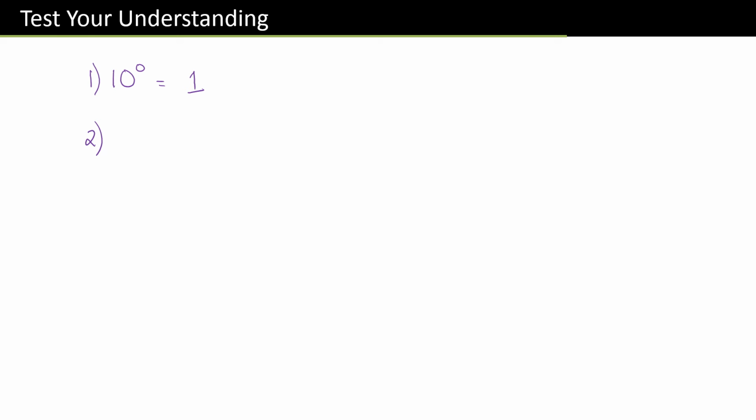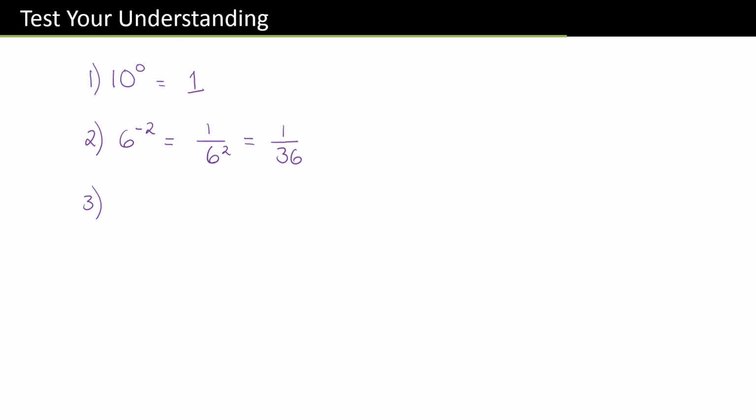Okay, next rule was negative indices. So what if we had 6 to the minus 2? Have you remembered? Anything to the minus means it's 1 over the positive. So 6 to the minus 2 means 1 over 6 squared. And if you're asked to evaluate that, that would be 1 over 36.